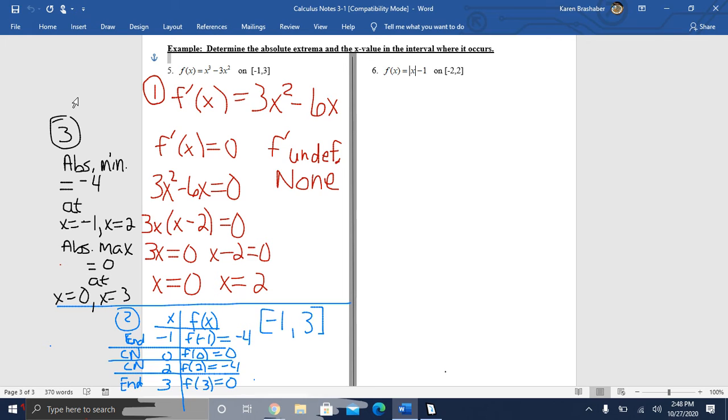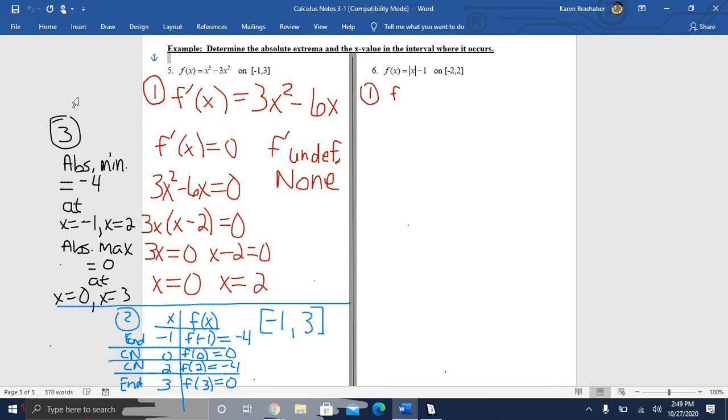So I'll continue on with problem 6. And I have it on here once again because it involves an absolute value. And I just want to remind you about that process of finding the derivative. So step number 1, we're going to find the derivative of f of x, which equals the absolute value of x minus 1. So we'll use the limit definition.